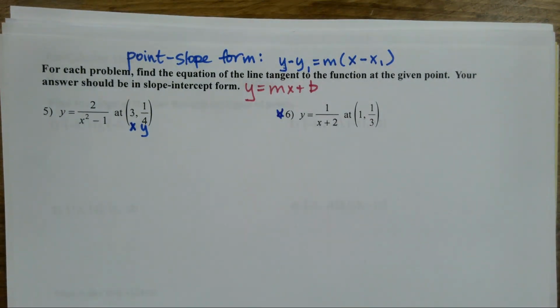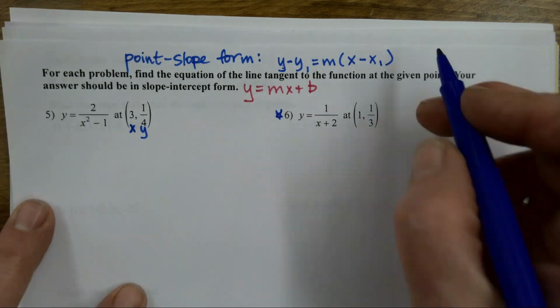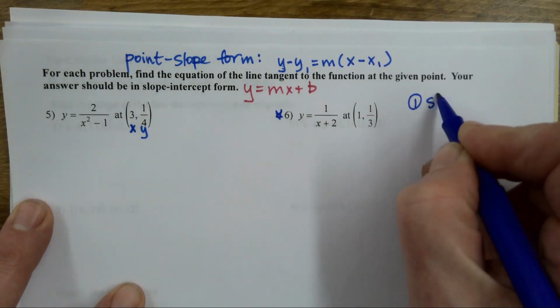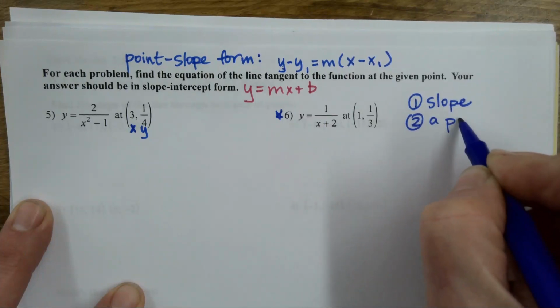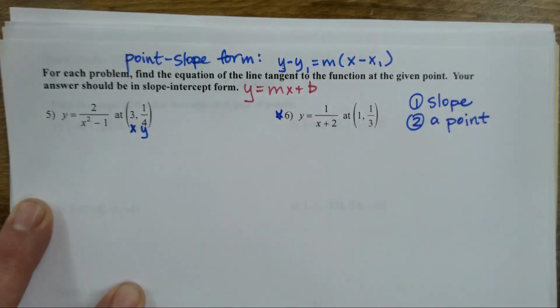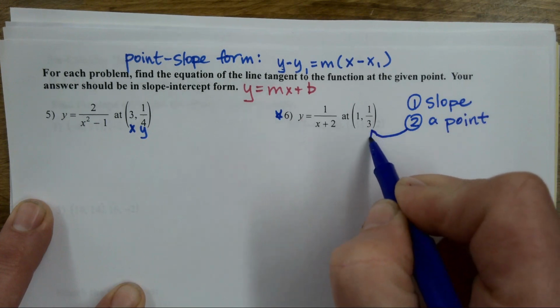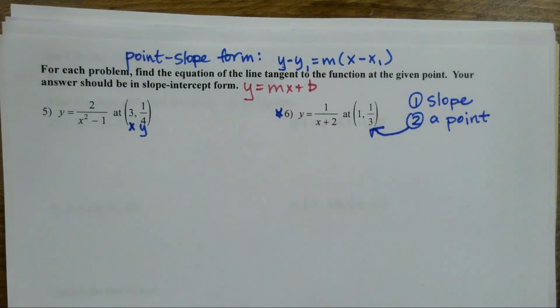I need the equation of a line, so I need 2 things. Number 1, I need the slope. And number 2, I need a point. Okay? Here's the point given. Now I need the slope.